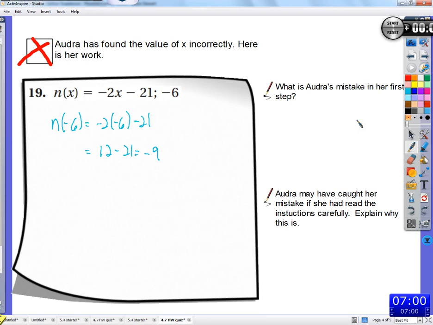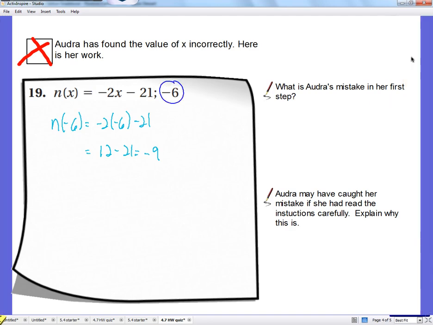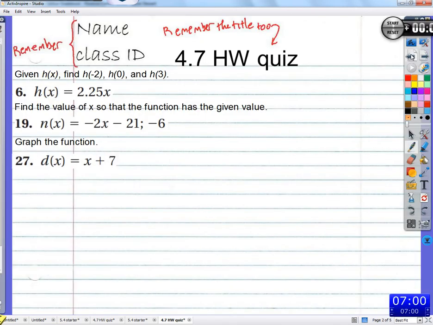Function, isn't it like the answer? If this is the answer, what is that? Exactly. It's saying that, like, if we go back to instructions, it says that the function has the given value. Because here's the given value. They've given you the value of negative 6. The function has this value, not x.